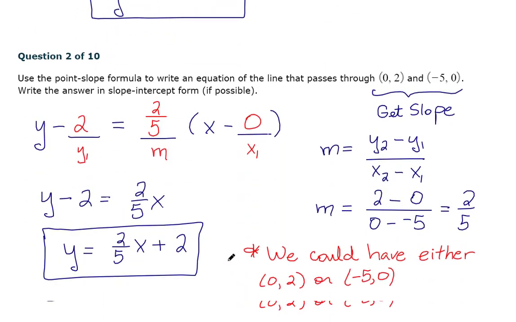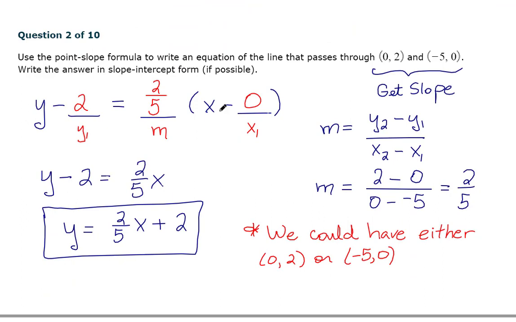All right, question 2. They want us to write an equation of a line using the point-slope formula, and it's got to pass through these 2 points. And they want us to put the answer in slope-intercept form. Well, I've got my point-slope formula, but they didn't tell me what the slope was. How do I get the slope? Oh, that's right. I have a slope formula. So I can use my points to get the slope.